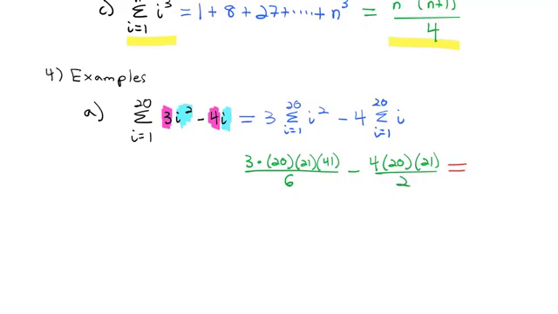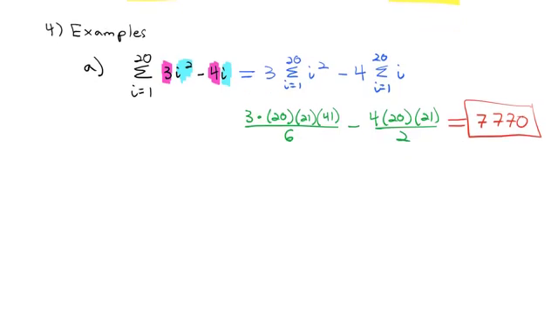And I can plug all of that in my calculator in one keystroke, just 3 times 20 times 21 times 41 divided by 6, minus 4 times 20 times 21 divided by 2. And when I put that in my calculator, I think we get 7,770. So that's what we would get if we added up all these pieces individually. Plug 1 in, plus plug 2 in, plus plug 3 in, plus all the way up to 20. It would add up to 7,770.